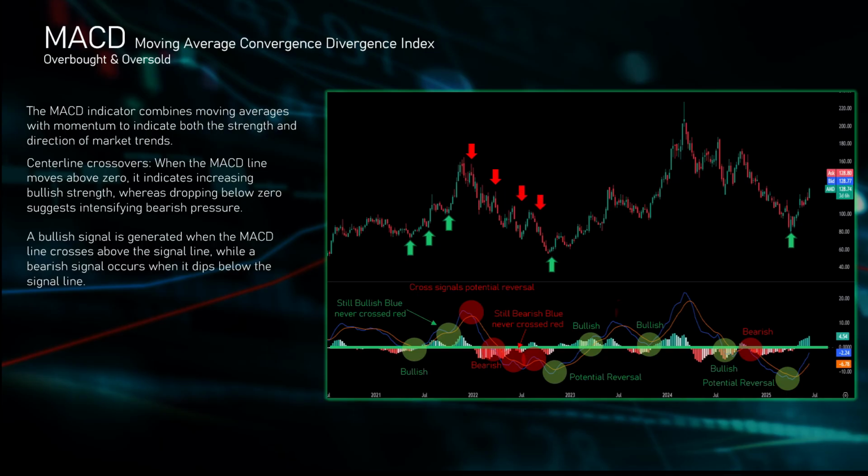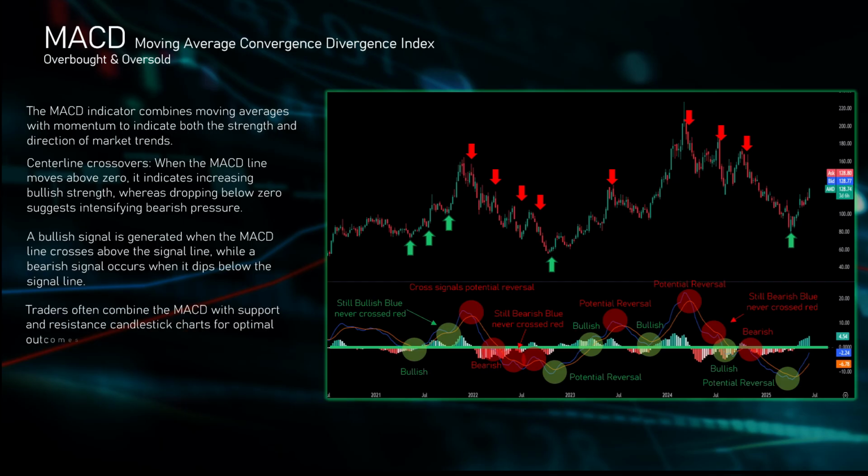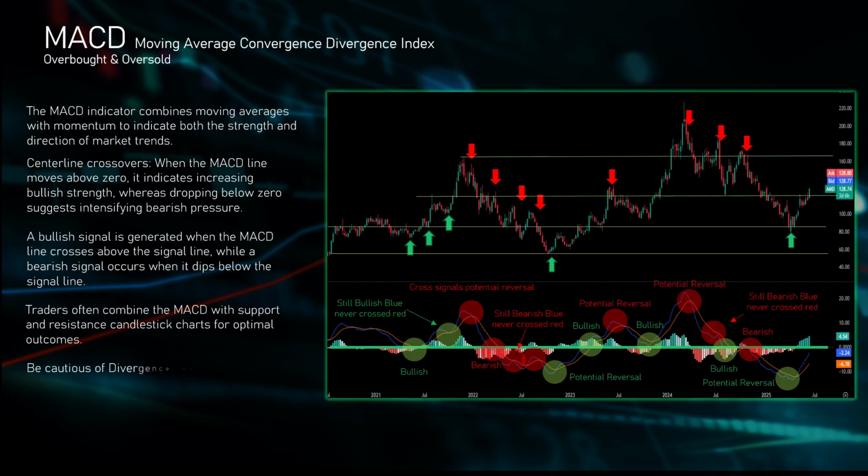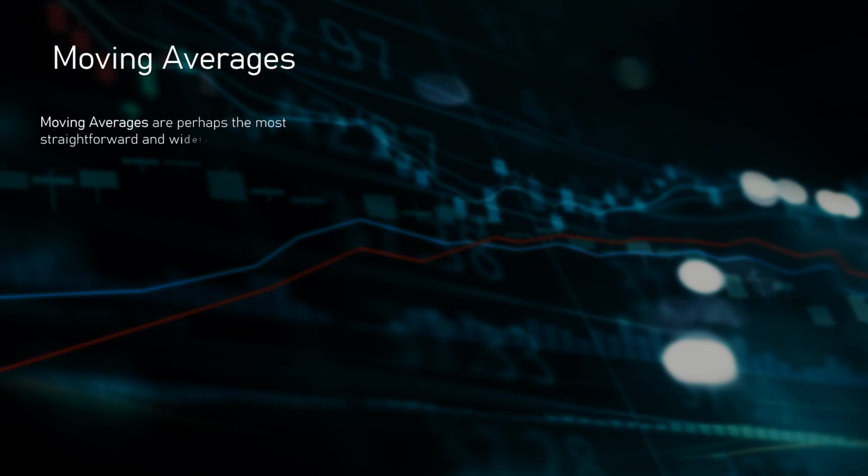It's also important to watch for divergence. Sometimes a trend may appear strong, but if the price reaches new highs or lows without corresponding MACD highs or lows, this signals a potential loss of momentum and a possible trend reversal. Next, let's talk about moving averages, which are perhaps the most straightforward and widely used trend indicators.